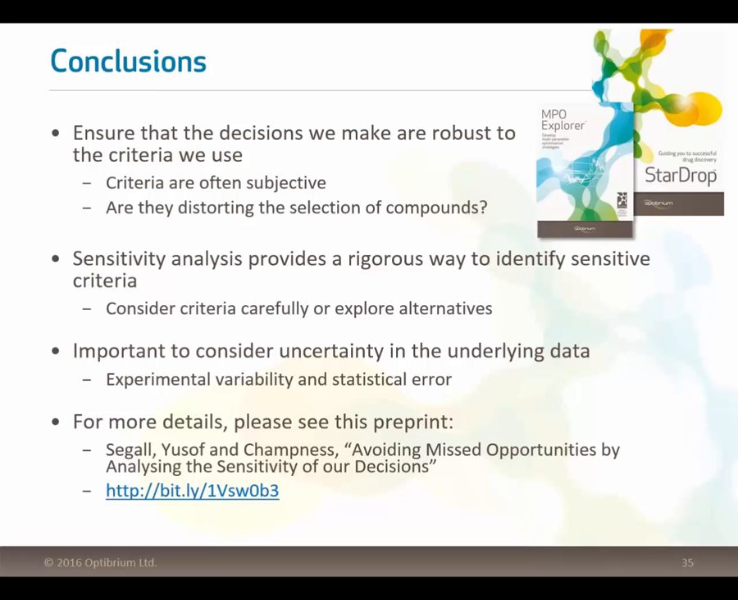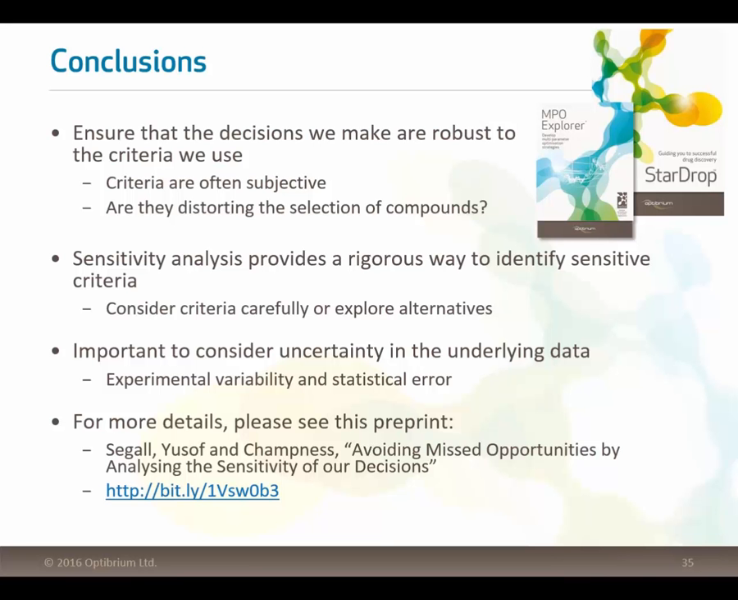So in conclusion, whenever we're making decisions in terms of the selection of compounds, we want to make sure that they're robust to the criteria we use. Because, as we say, these criteria are often subjective or based on limited and sparse data. Are these choices of criteria distorting the selection of compounds for our project? And I hope I've illustrated briefly that this idea of sensitivity analysis provides a very rigorous way to identify the criteria which are sensitive, and those are the ones we want to consider carefully, or maybe explore different alternatives before deciding which one is the right criterion.